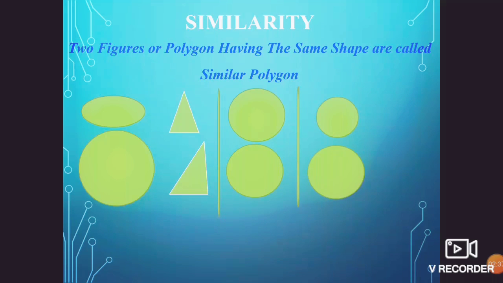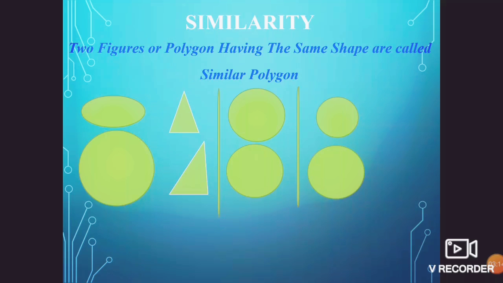In these two figures, we can see that both the shapes are equal, but one is of smaller size and another is of greater size. So clearly from here we can say both of these circles are not congruent, but they are definitely similar in nature because they have the same shape. So here on the left hand side we can see two circles which are of the same shape and same size. So they are both congruent and similar.